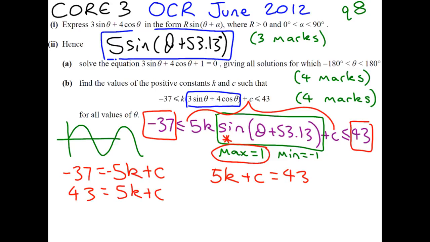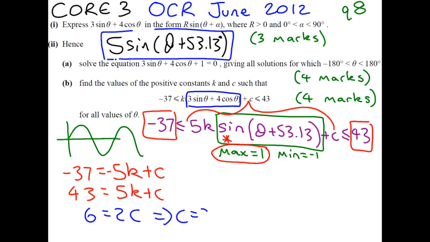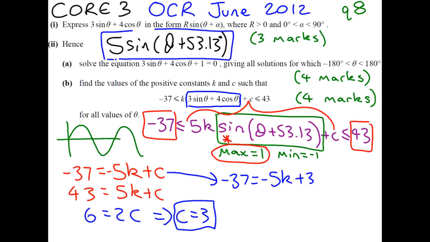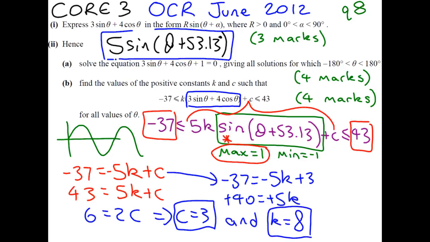Okay, so we can erase that one. Adding the two equations to get 6 equals 2c, and hence c is 3. To get the value of k, we can use this top equation. Minus 37 equals minus 5k plus 3, which gives minus 40 equals minus 5k, aka 40 equals 5k, and hence k equals 8. So that is how you find the unknown values of the inequality.